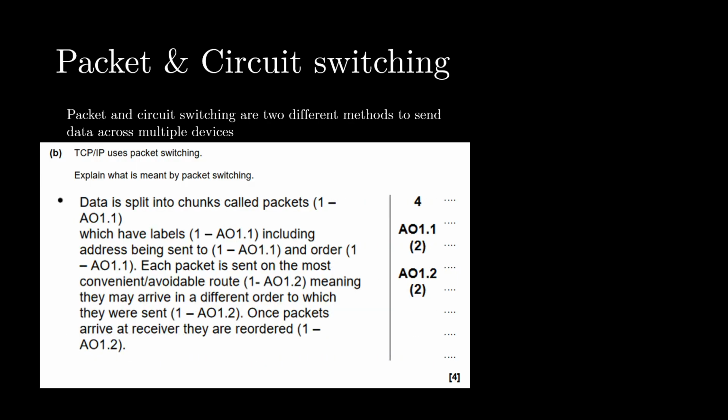So in packet switching, data is split into chunks called packets, which have labels, including the address they're being sent to and the order. Each packet is sent onto the most convenient route, meaning they may arrive in a different order to which they are sent.